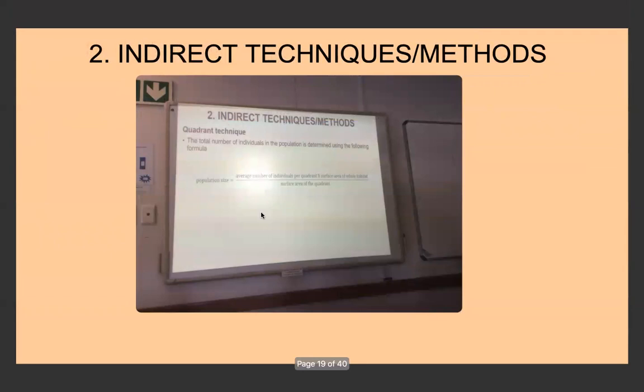The formula for the quadrant technique would be: population size is equal to the average number of individuals per quadrant, which we would have calculated, times the surface area of the entire habitat, so the whole demarcated habitat, divided by the surface area of each quadrant.